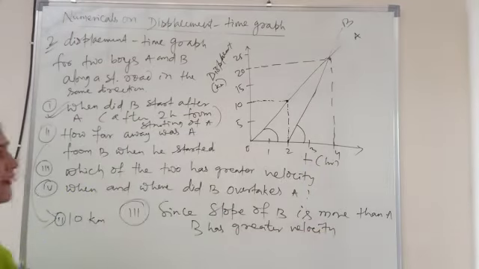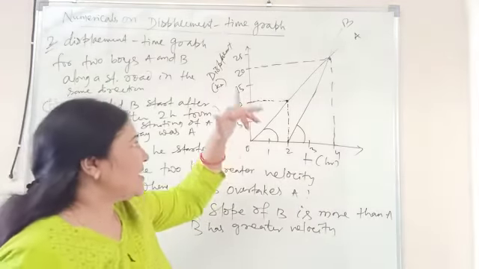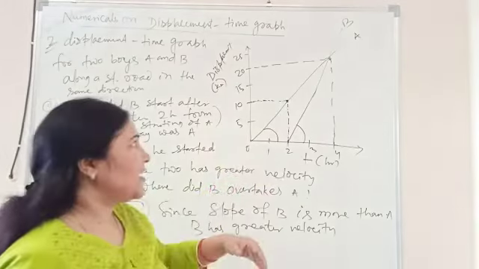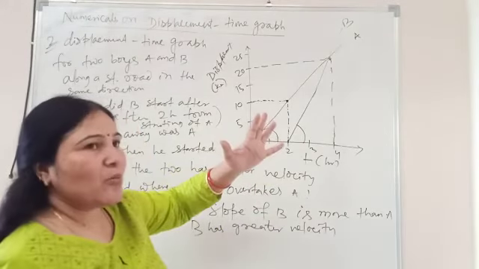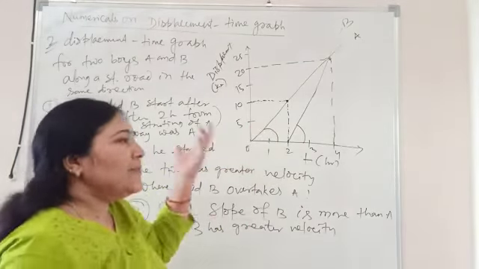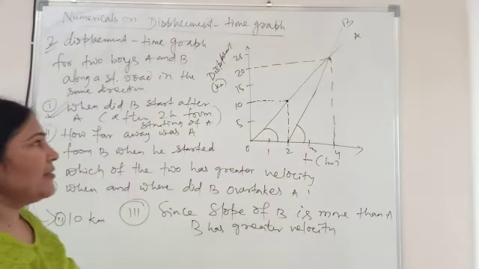Okay, so without finding values you can find out. What I said is how to see which graph will have more slope: look at the angle it makes with the time axis. Which is making more angle will have more slope, and if it has more slope, then you can say it will have greater velocity.